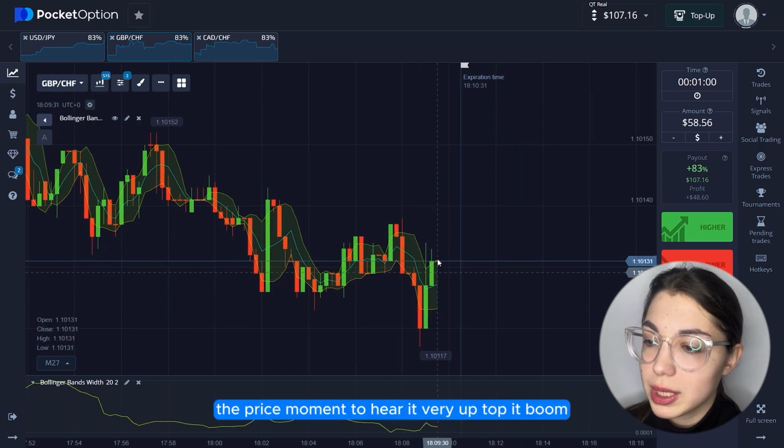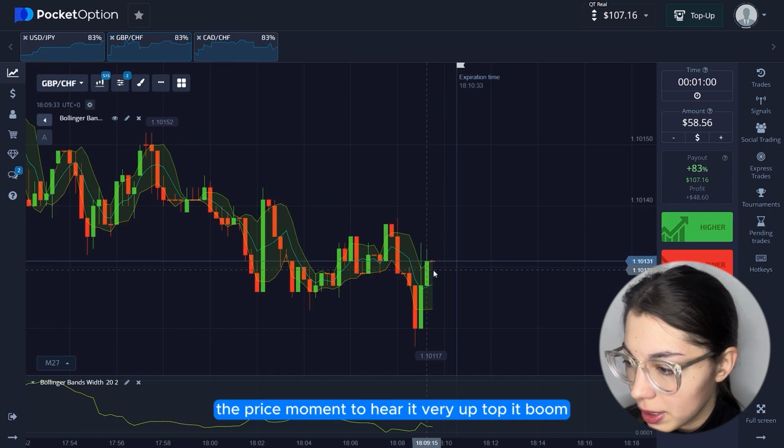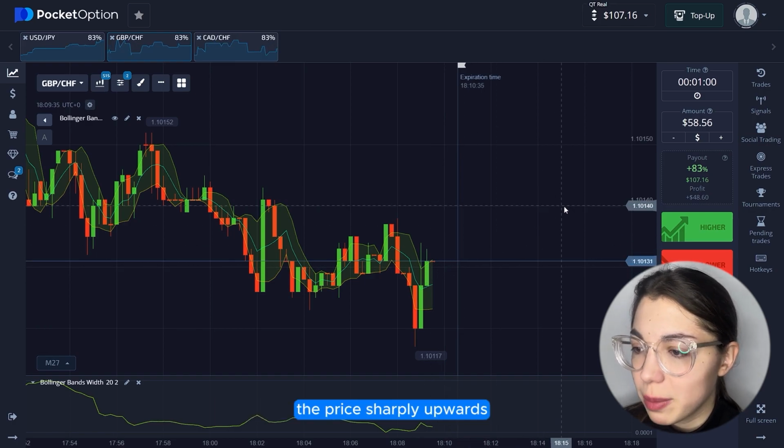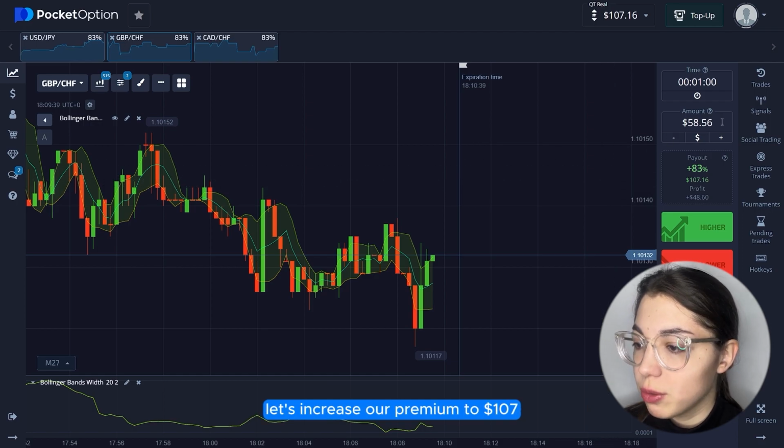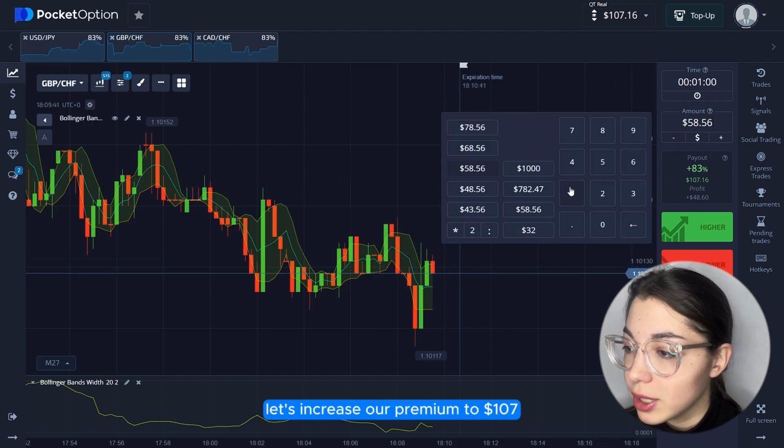The price movement here is very strong. It's pulling the price sharply upwards. That means it's moving away from the moving average. Let's increase our trade amount to $107.